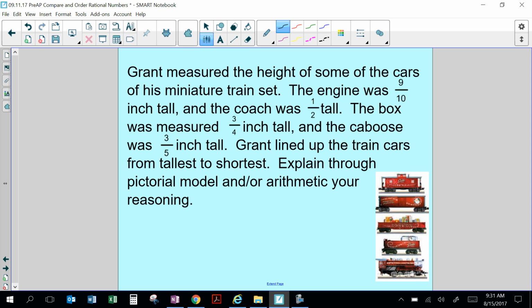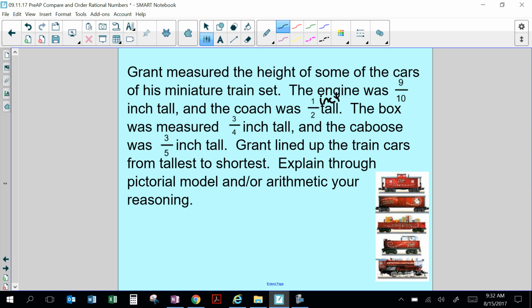So in this activity, each try will be given this question. What you're going to be doing is, using a variety of strategies, can you solve it? Grant measured the height of some of the cars of his miniature train set. The engine was 9/10 inch tall. The coach was only 1/2 inch tall. The box was 3/4 inch tall. And the caboose was 3/5 inch tall. Grant lined up the train cars from tallest to shortest. Explain through pictorial model and/or arithmetic your reasoning.